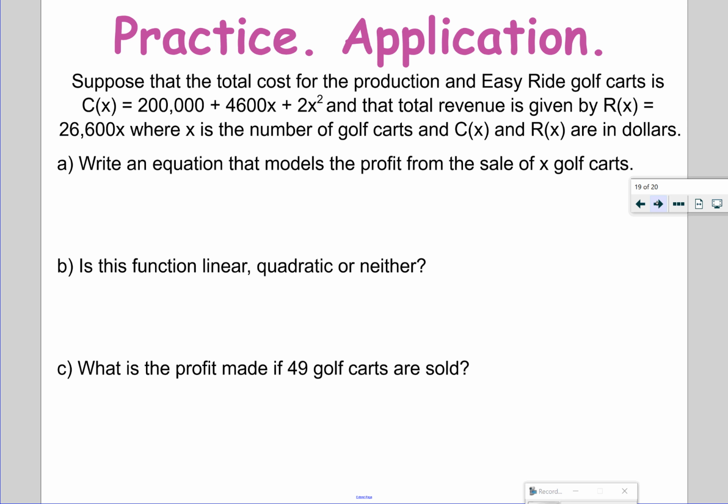Okay, the final problem here is yours to try. Again, this is a profit function, so this is similar to the one we did a couple slides ago. Part A, you're going to write the equation for the profit function. Part B, just a little review, name if that function is linear, quadratic, or neither. And then C, find the profit from 49 golf carts.